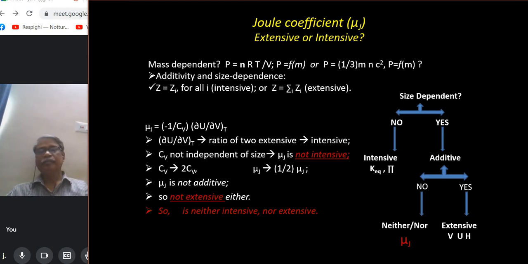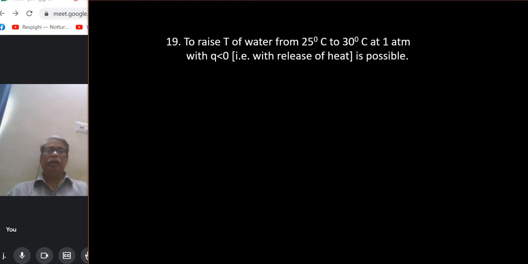Okay. The next question: to raise temperature of water from 25 degrees centigrade to 30 degrees centigrade at 1 atmosphere with Q less than 0. That means the system releases heat. Is it possible? Temperature is raised, but we are not putting heat, rather the system is releasing heat. So think about the problem.